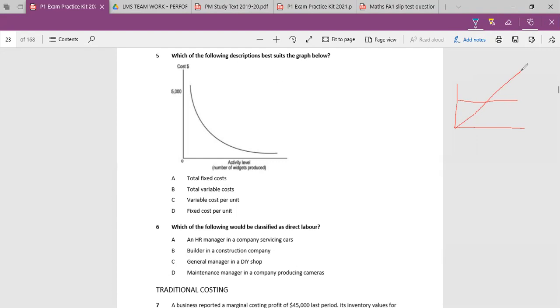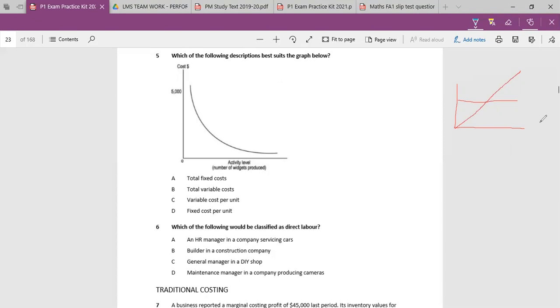Variable cost per unit will be the same. This graph shows a trend of falling down. Do you see that? The graph is falling down as the number of units produced increases. When the activity level increases, the cost per unit keeps decreasing. It is possible with which type of cost? We see that the total fixed cost is the same from 0 till the maximum number of units. As the number of units produced keeps increasing, cost per unit keeps decreasing.